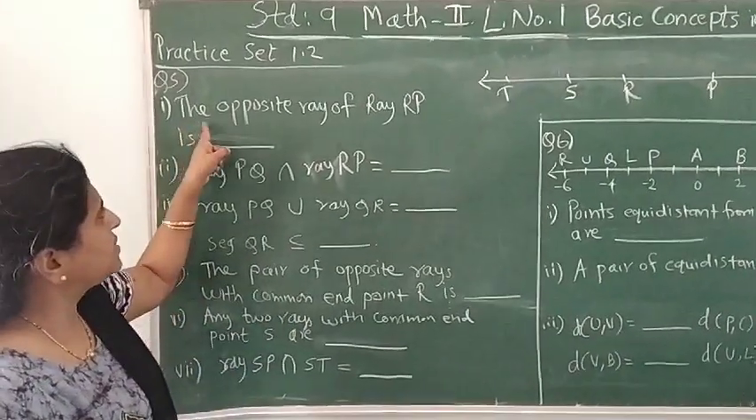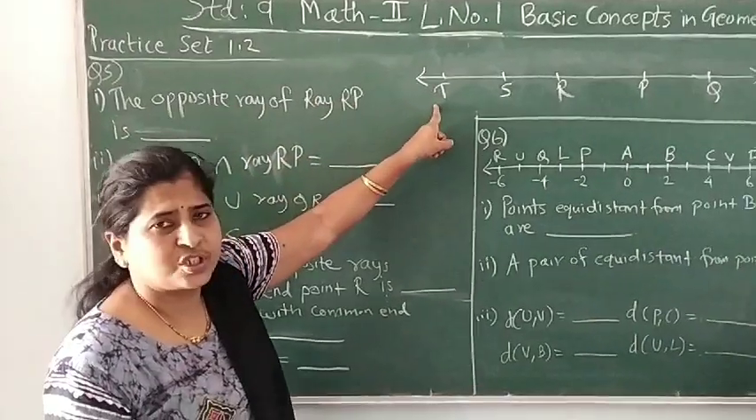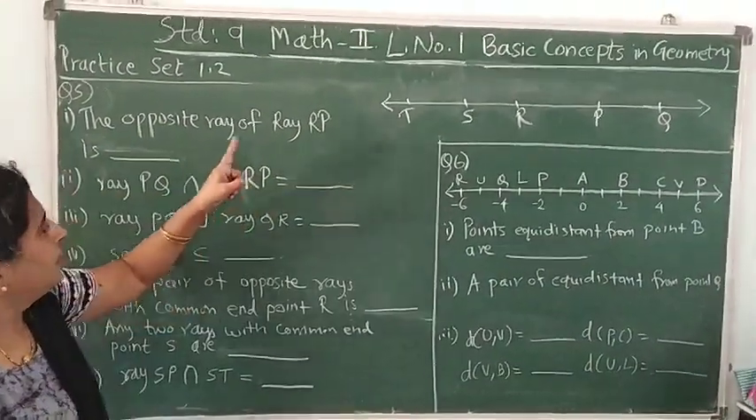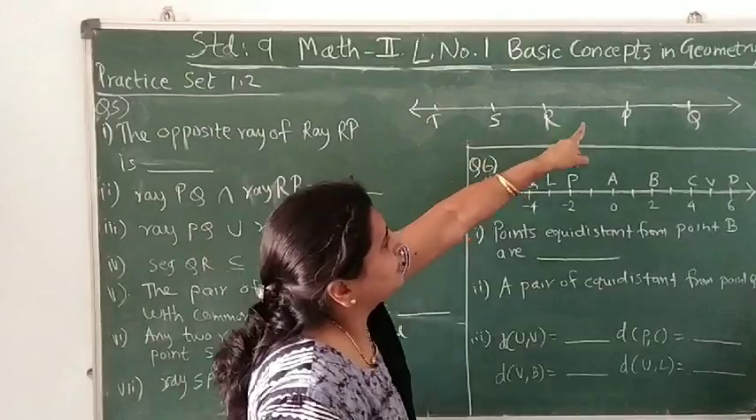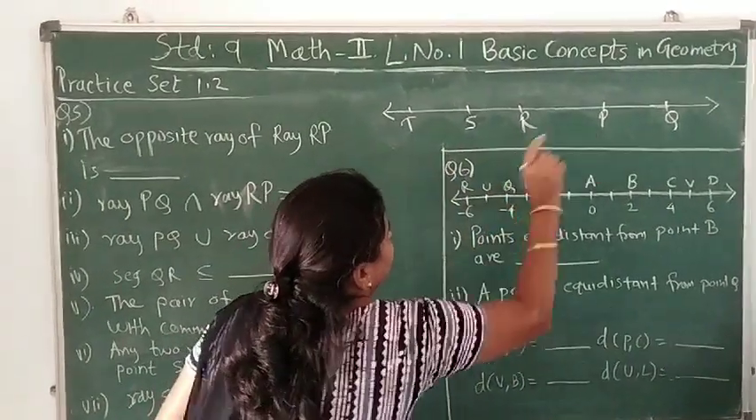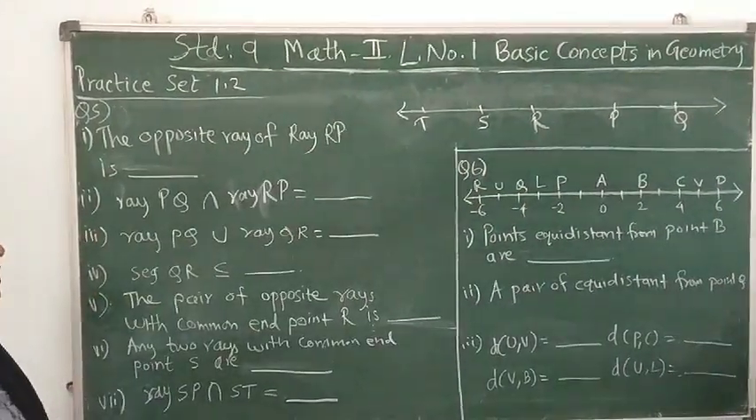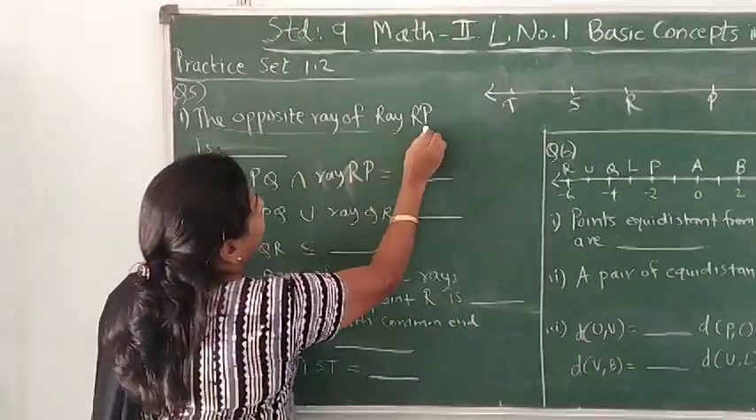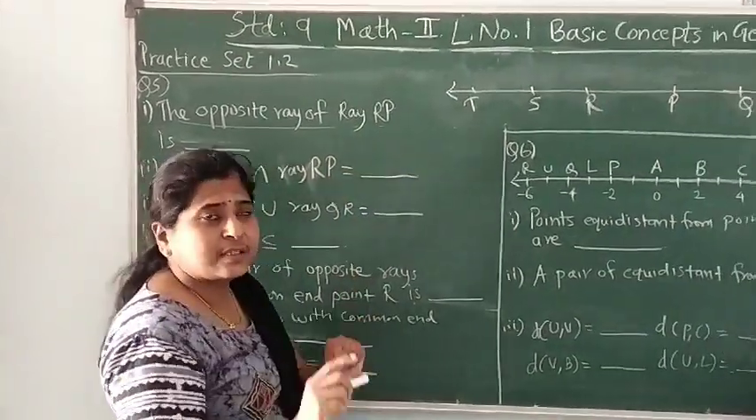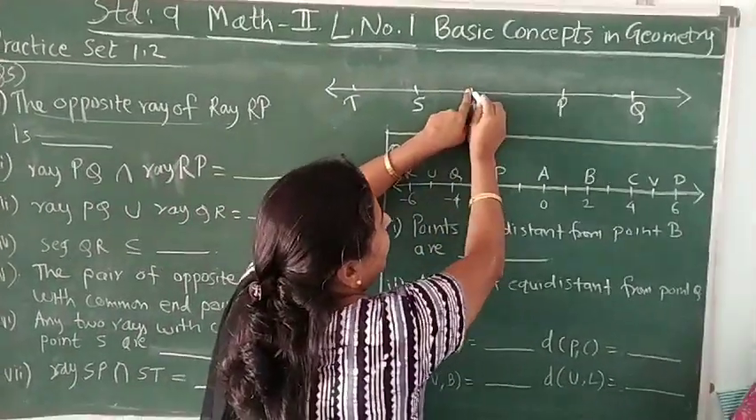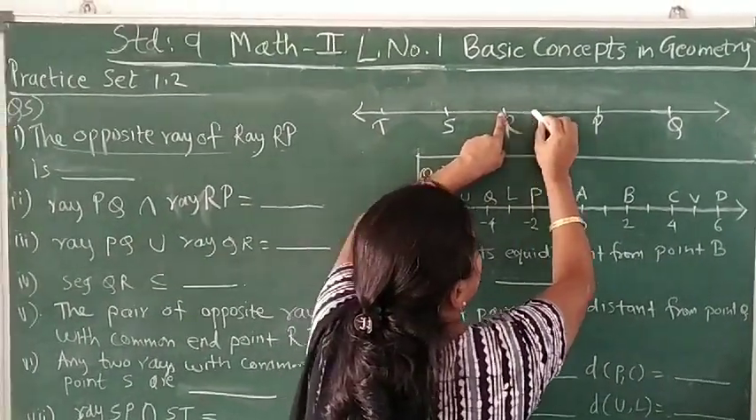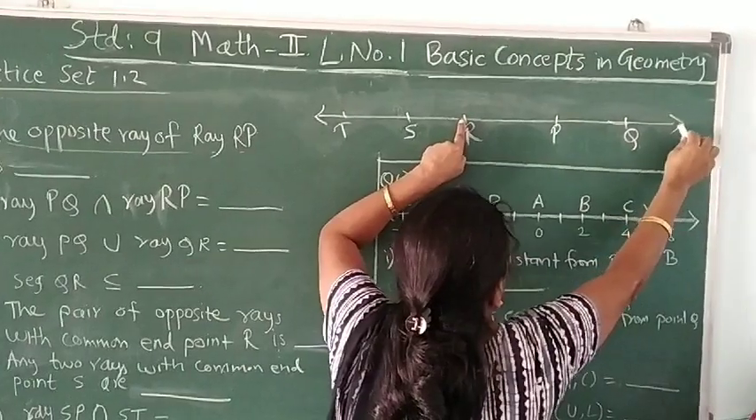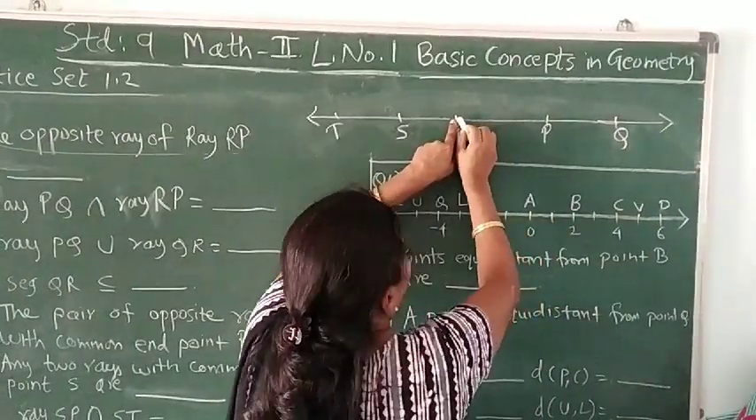Now question number 5 is based on the figure given in the question. In this figure, some points are shown on the number line: T, S, R, P, Q. The first question related to this figure is the opposite ray of ray RP. Let's see where ray RP is. This is point R and P is on the right side, so this whole thing is ray RP. We want the opposite ray of RP.